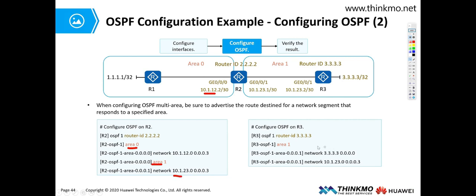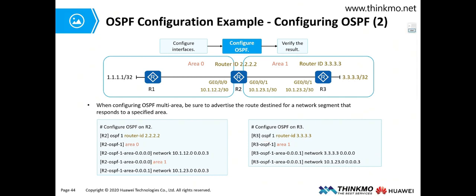And on R3, we also create the OSPF process and router ID, create the area, and then declare. Here, all my R3 interfaces are in area 1. So here we declare them all at once. Network 3.3.3.3, network 10.1.23.0. But note that when declaring all interfaces, they must use a wildcard mask, not a normal mask.